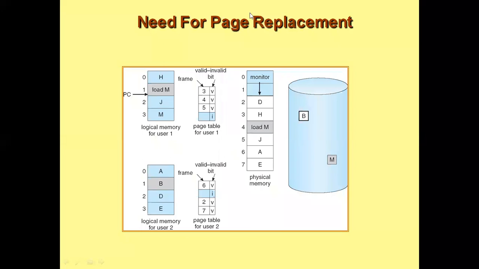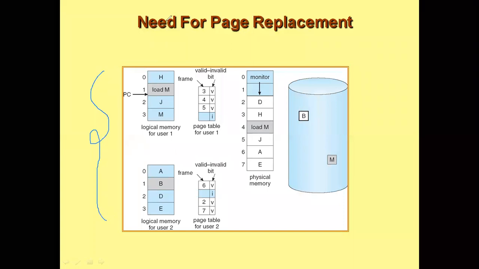As you all know, page replacement is a technique wherein if the main memory does not have any free frames for bringing in the required page from the secondary storage, then we will have to choose a victim page in the main memory for replacement for the new page. We will now see, using this schematic diagram, the need for page replacement.